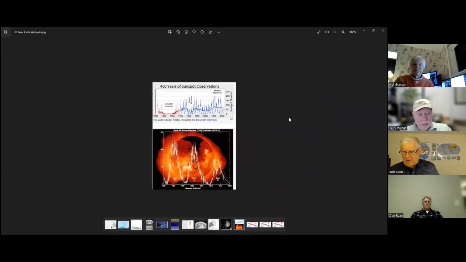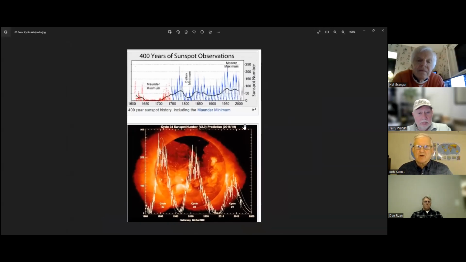There have been brilliant people throughout the ages, and some of these brilliant people have been monitoring sunspots for several hundred years. So, we know what the sunspots have been doing for a long, long time. Back in the 1600s, there was what they called the Maunder minimum, with horribly low levels of sunspot activity. Of course, it didn't matter back then. There were no radios.